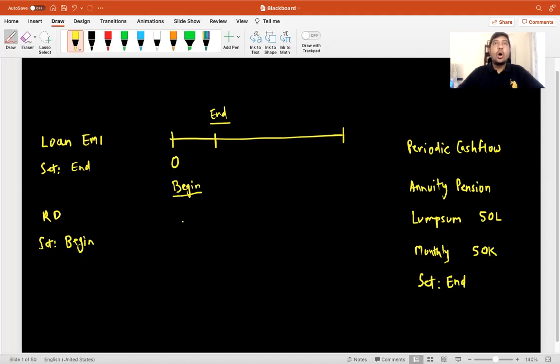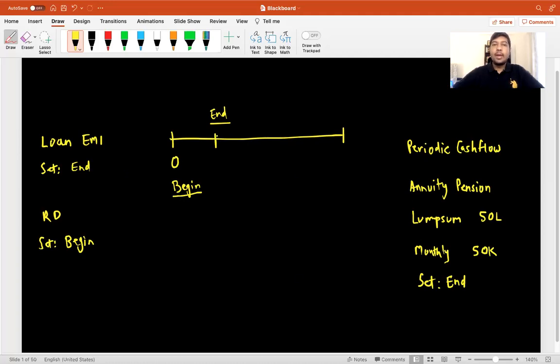Or if the question says the cash flows will happen at the end of every period, then of course it is set end. Or if the question mentions that the cash flow will start at the beginning of every period, then it is set begin. So you need to be careful in the examination what has been given in the question and go as per that. But practically, whatever I explained to you, this is how it works.